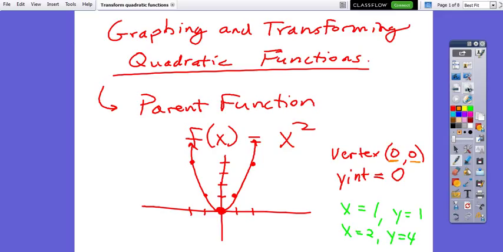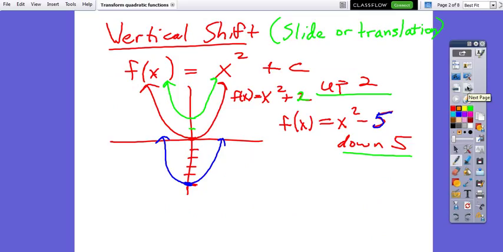Now we see that our first transformation is a vertical shift, which is actually a slide or a translation on the graph. When we deal with a vertical shift, we are either adding or subtracting a number to the parent function, in this case x squared. So our vertical shift would be f of x equals x squared plus whatever the c value is.